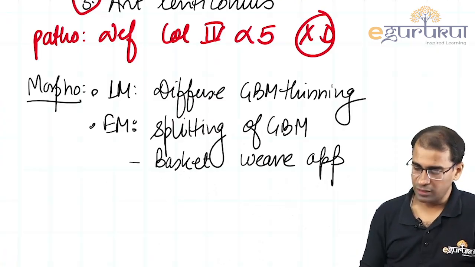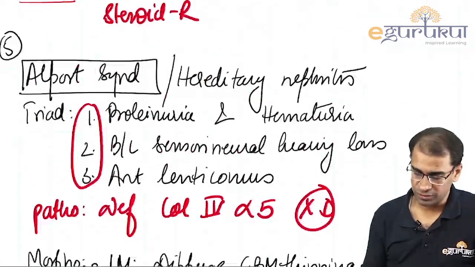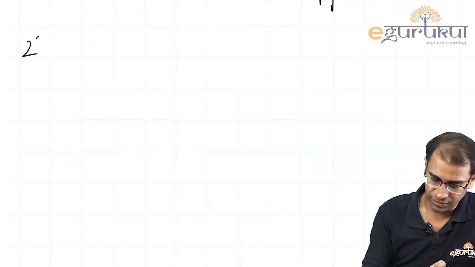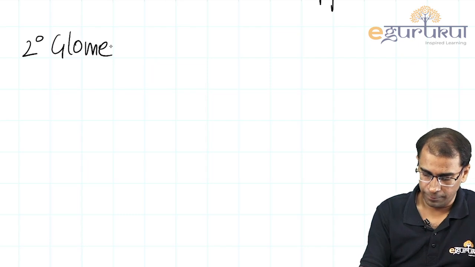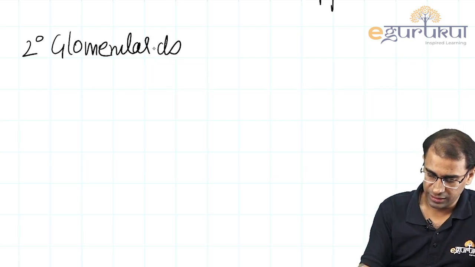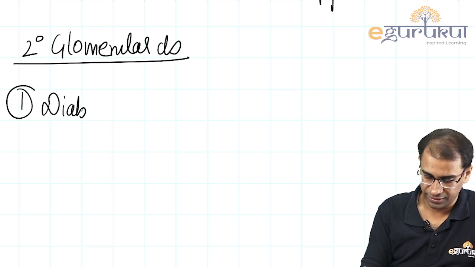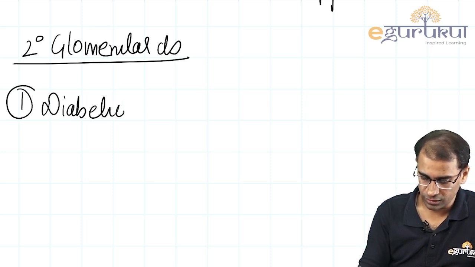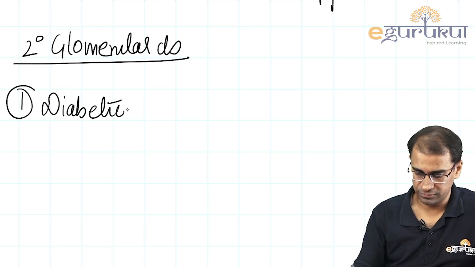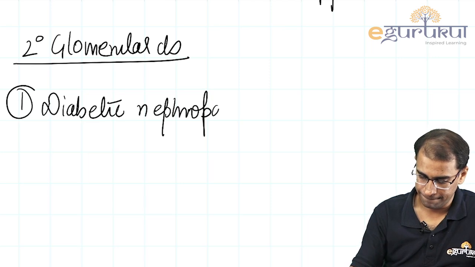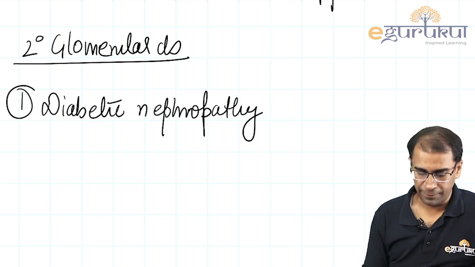Now we move to diabetic nephropathy. The next one is secondary diseases. We now move to secondary glomerular disease. In this, the one thing we'll discuss is diabetic nephropathy.